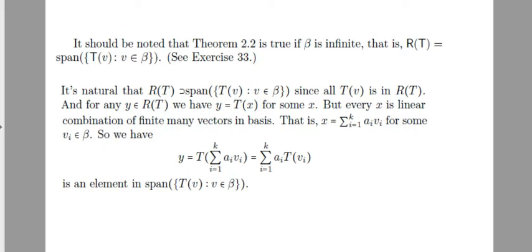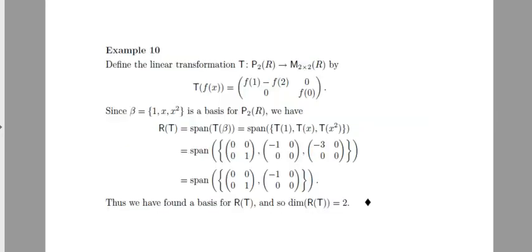which is an element of span of T(V) where V belongs to beta. Let us see this example. T is a linear transformation from P2(R) to M2x2(R), defined by T(f(x)) = [f(1) - f(2), 0; 0, f(0)]. Now beta = {1, x, x^2} is a standard basis for P2(R).